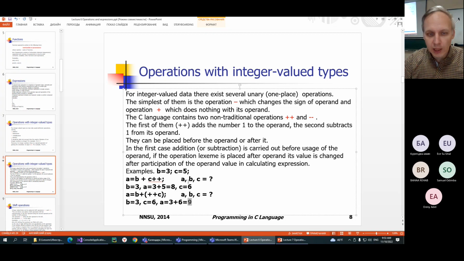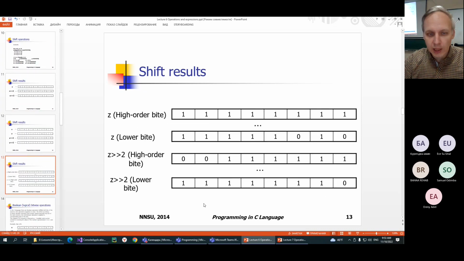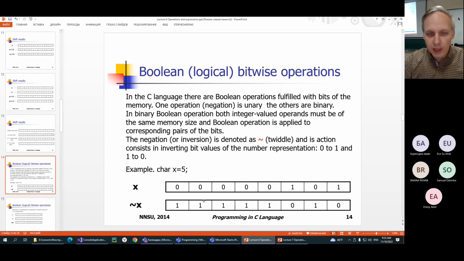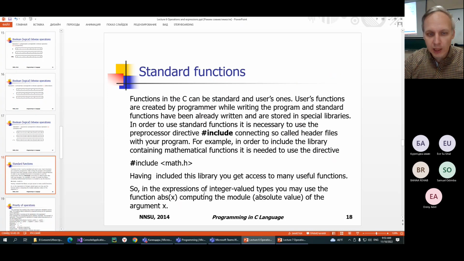Well, the next group of operations are so-called shift operations. Let me skip it. We will come back to these operations later if we have time, because shift operations are not used very often in programming, and also in our lessons, I think we will never use them. Let me skip these slides and let's discuss more useful operations. The logical operations we also skip.